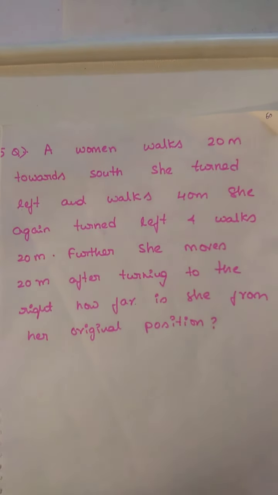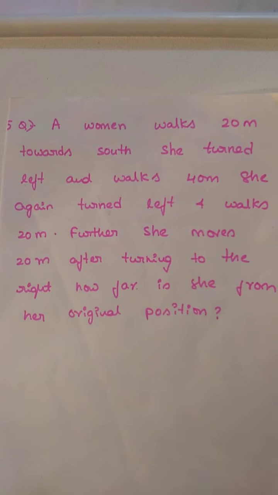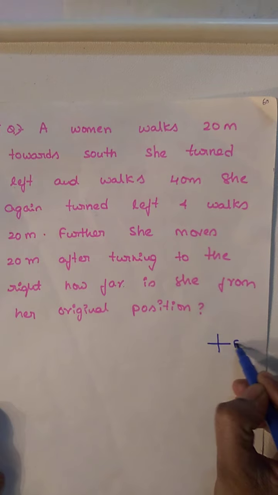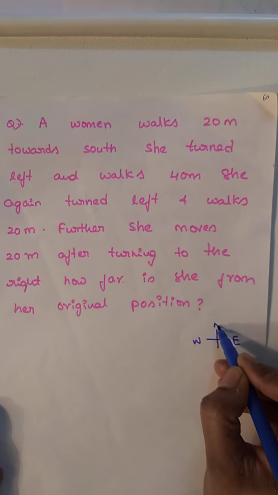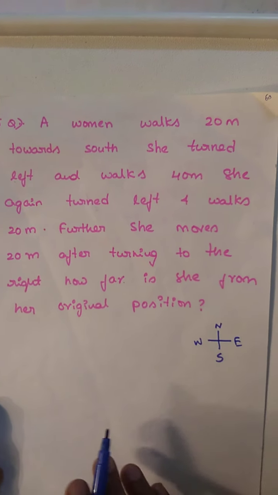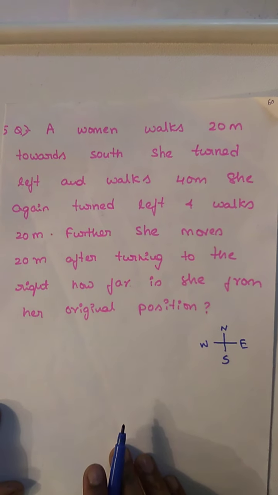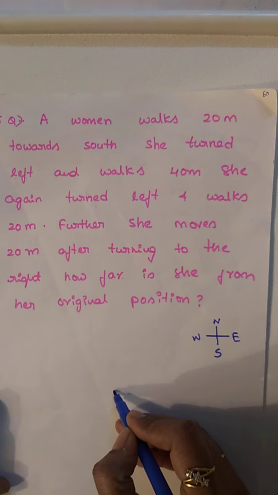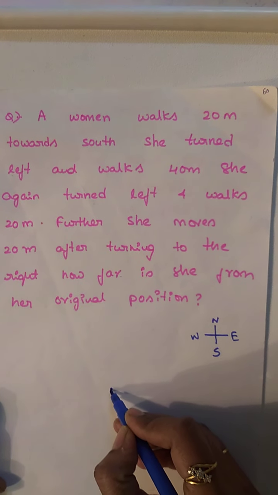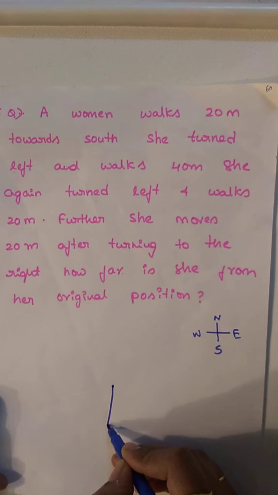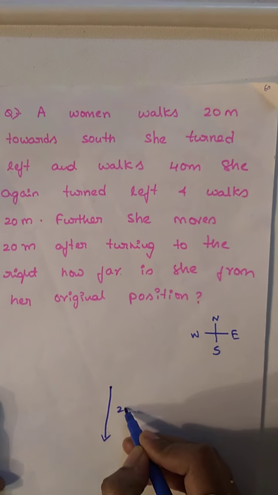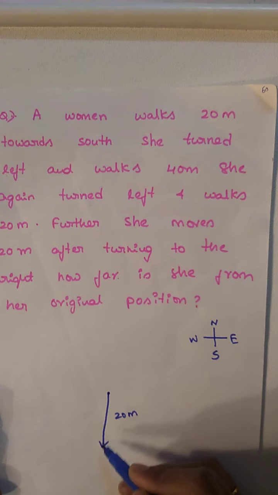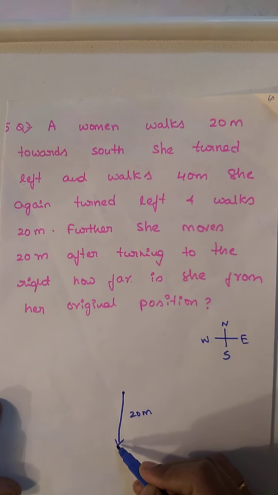A woman walks 20 meters towards south. East, west, north and then south. A woman walks 20 meters towards south. South means this side. So here is the woman. So she walked 20 meters towards south.